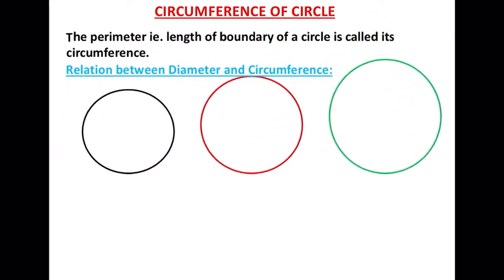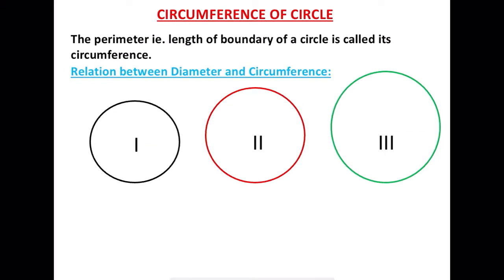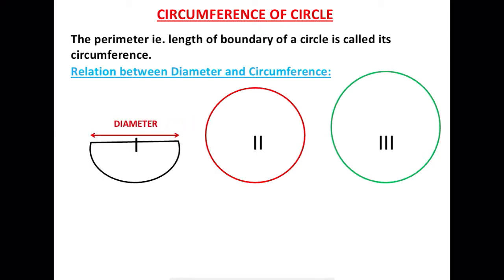Now let's discover the relation between diameter and circumference through an activity. Take three circular discs of different sizes. Measure the diameter of each of the circles. To find the diameter, simply fold the disc over itself to produce a semicircle. The straight distance between the two ends of this semicircle is called the diameter.